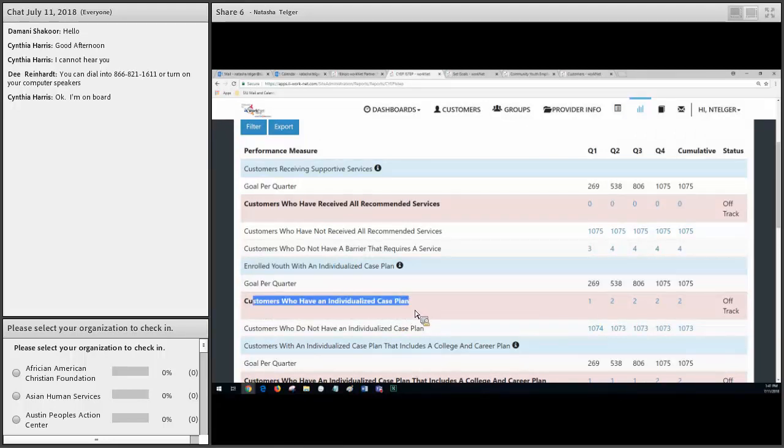So we have to have customers who have an individualized case plan, and I'm going to have them add some more notes in here that says that this means that they have to have a short-term goal. And then when they have a goal, you can add services. And then once they have at least the one service that has been completed, or whatever needs to be added in there. If it's 3 services that need to be added, then add 3. But once all the ones that have been identified have been completed, then they would fall into this category of customers who have received all recommended services.